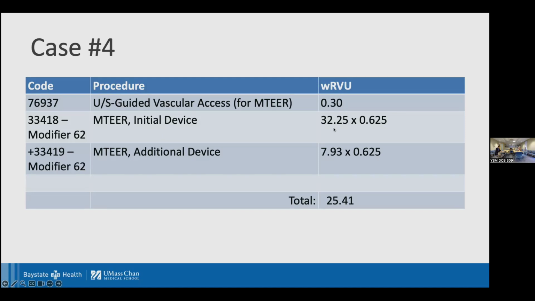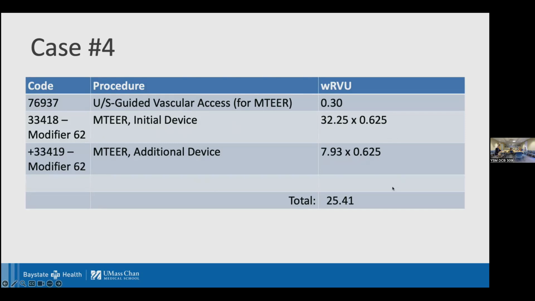M-tier initial device, right? And that's 33418, but you did it with the surgeon, right? And so you've got to put in the modifier 62 there, you share it, you get 62.5% of the credit there. And then M-tier additional device, because there were 2 clips placed. Obviously, you're using a new clip delivery system, but the same steerable guide catheter. And so for an additional device, you get a lot less, right? Comparing 32 RVUs to essentially 8 RVUs for the additional device. And again, with modifier 62.